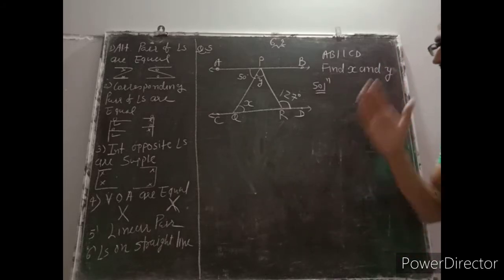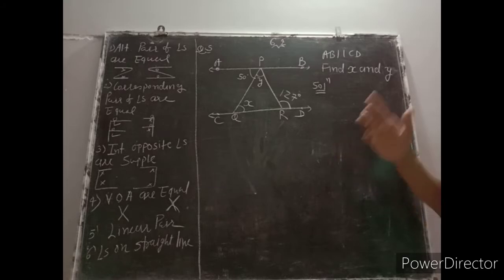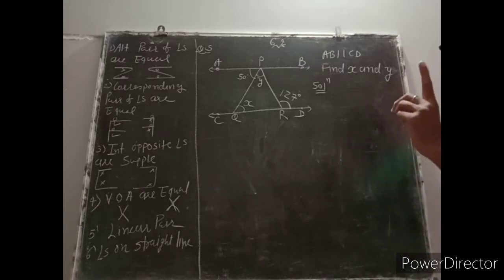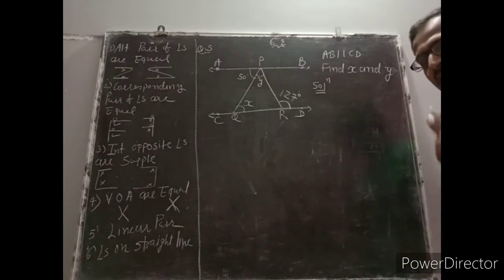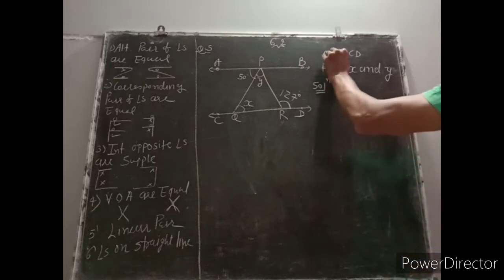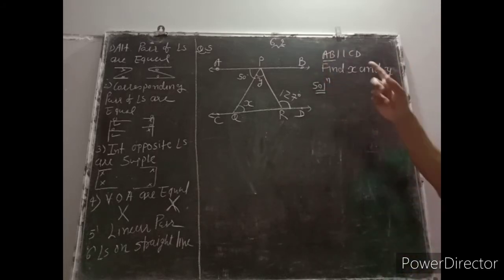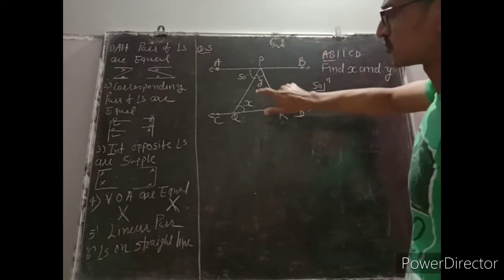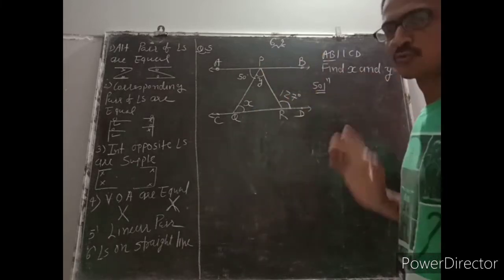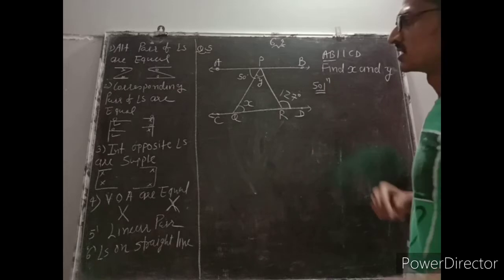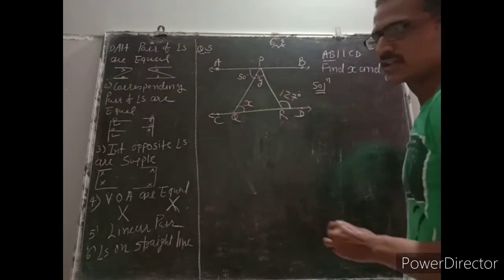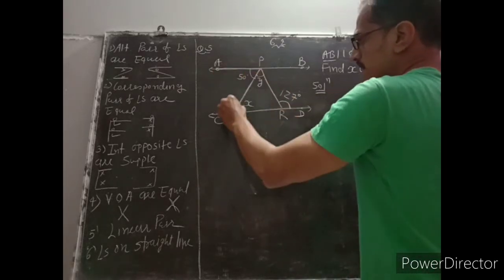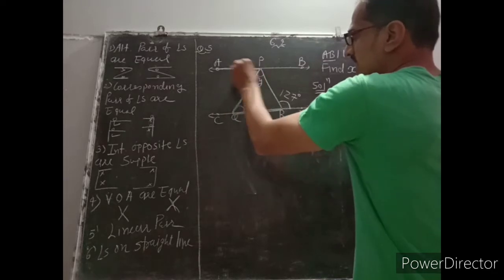Think whether a Z is forming somewhere, and remember that a Z always starts from a parallel line and ends on a parallel line. So our Z will start from AB and end at CD. Just check it out. This AB and CD are joined by this line PQ, so PQ will be the transversal line. Check on PQ whether Z is formed or not. Here it is Z.